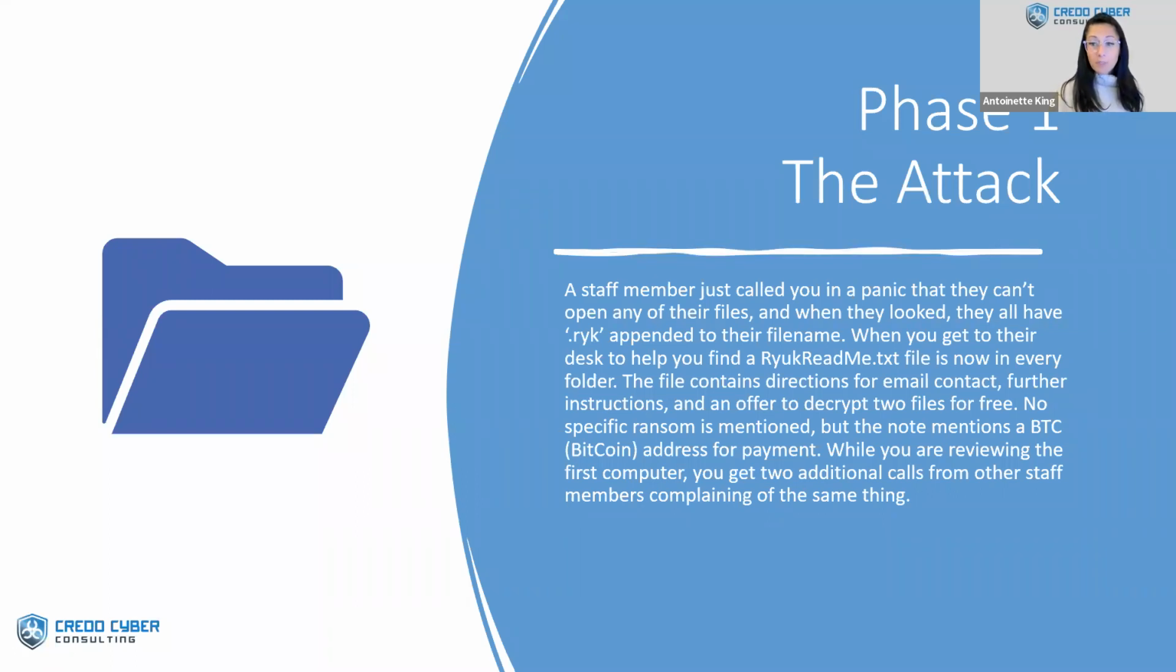So a staff member just called you in a panic that they can't open any of their files. And when they looked, all of their files had a .ryk appended to their file name. Now, Ryuk is a real live ransomware attack methodology, and this is based on a real incident. When you get to their computer, you find out that all of their files have that extension and they have a Ryuk readme.txt file in every folder. The file contains directions for an email contact, further instructions on what to do, and an offer to decrypt two files for free. No specific ransom has been mentioned yet, but the note mentions a Bitcoin address for payment. While you're reviewing all of this on that computer, you get two additional calls from other staff members complaining of the same thing.